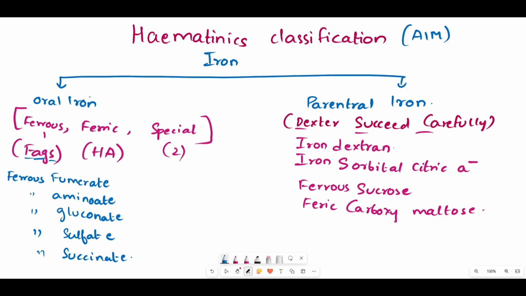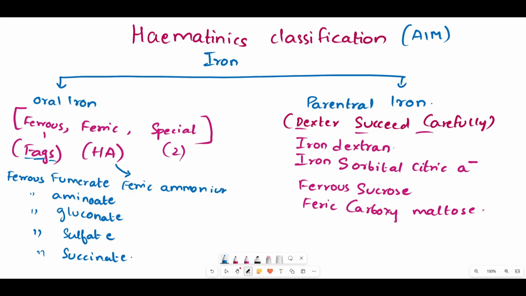So in the oral iron, first part is ferrous. So there you remember fax, ferrous fax. So the drugs are, one is ferrous fumarate, ferrous aminoate, ferrous gluconate, ferrous sulfate, ferrous succinate. Done. Now coming to the second group, that is ferric. In the ferric, just remember HA, right?